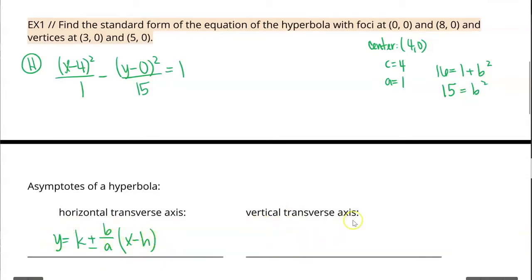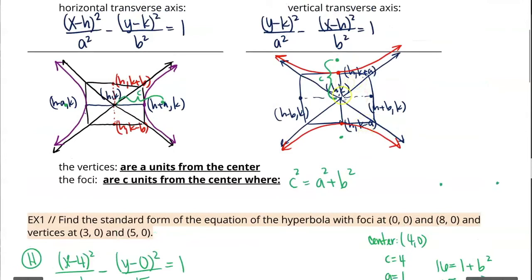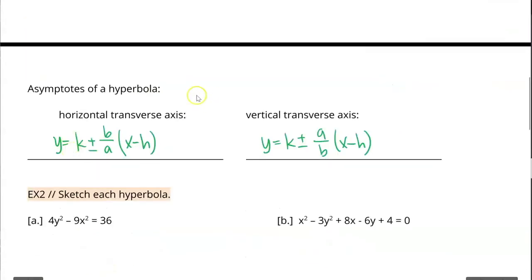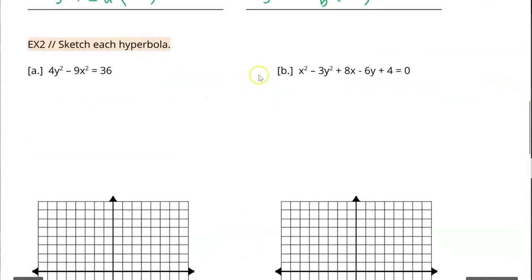If we have a vertical transverse axis, it's going to be y equals k plus or minus, but if it's vertical, then the A is the rise and the B is the run. So this would become A over B and then times x minus h. I typically don't memorize this, but there they are. Okay, so let's sketch some things.